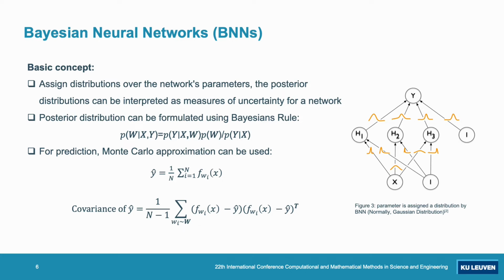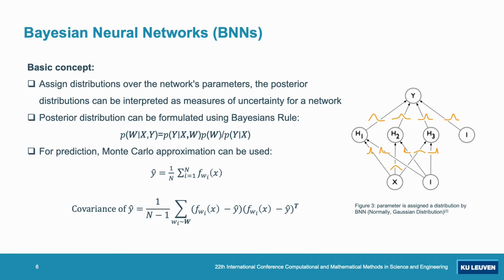The posterior distributions can be formulated by using Bayes' rule in this formula. W is the parameters. X and Y are training input data and labeled data from the input space and output space respectively. After training a Bayesian neural network, we can get the posterior distribution, and then we can do the prediction. For prediction, Monte Carlo approximation can be widely used.